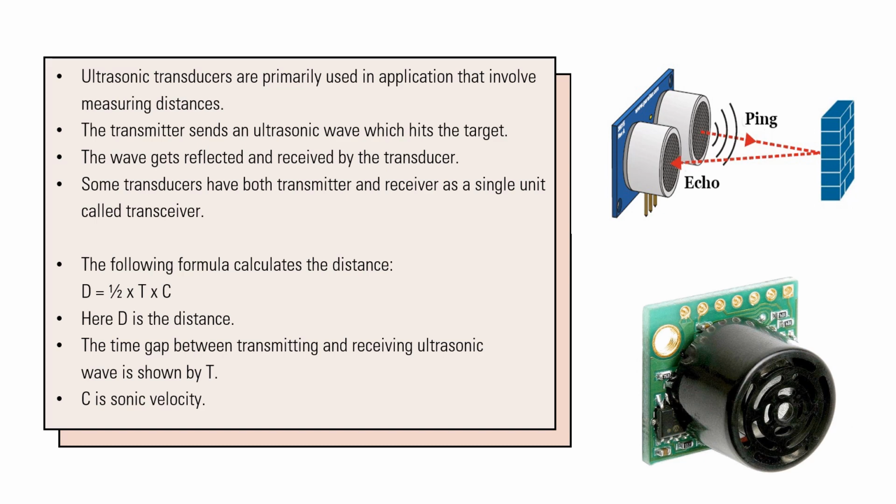The formula to calculate the distance is half into t into c, where c is the speed of sound in the medium, t is the time gap between transmitting and receiving the ultrasonic wave, and we have a factor of half as the wave traveled twice the distance to be measured.